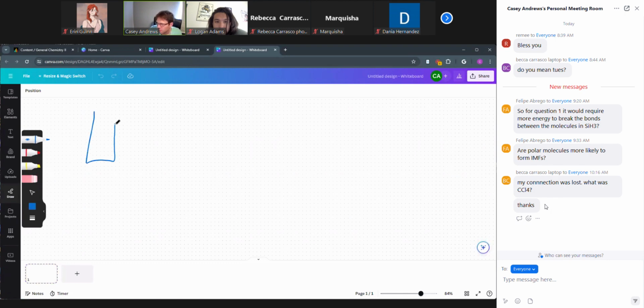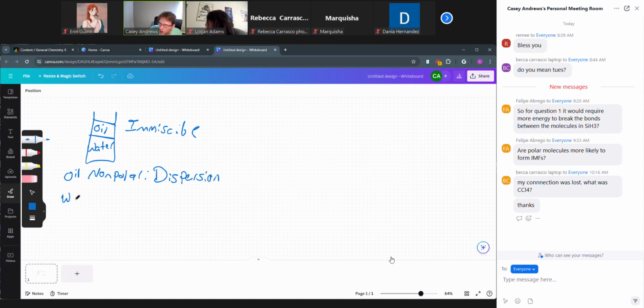So, oil and water. These are immiscible. Oil is nonpolar, and when you're nonpolar, the only type of intermolecular force you have is dispersion. That's the only one that you get. Water, which is polar, you get dispersion, you get dipole-dipole, you get hydrogen bonds. And you could have ion-dipoles if you put an ion in the water, but water by itself just has these three.